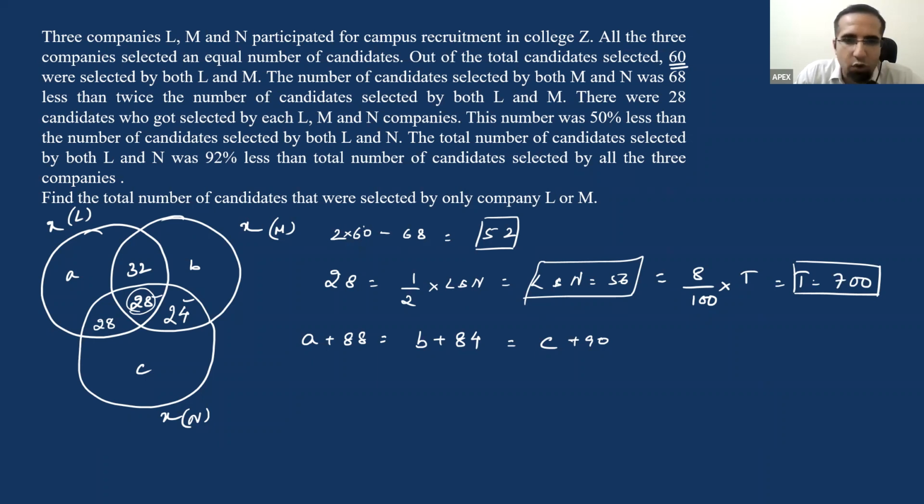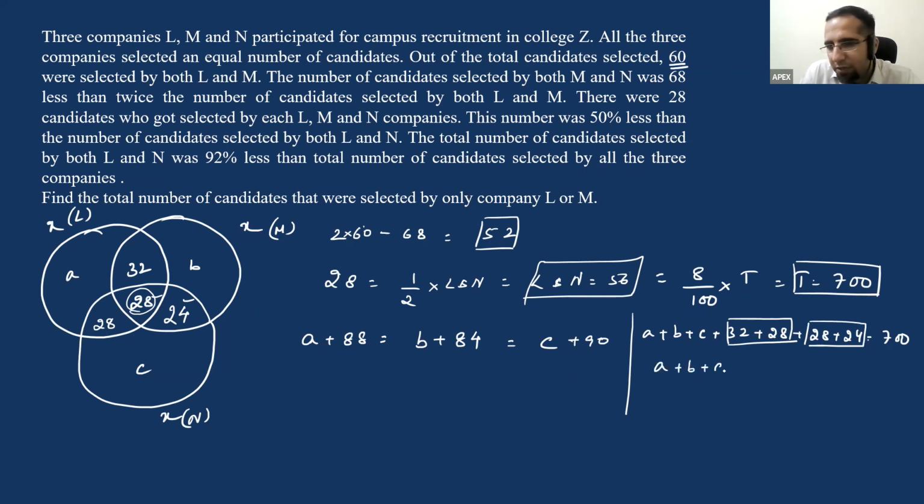Clear, guys? So we can have two understandings here. One is A plus B plus C plus the remaining values. A plus B plus C plus 32 plus 28 plus 28 plus 24 is equal to 700. So 32 plus 28 is equal to 60. Clear? And 28 plus 24 is equal to 52. 60 plus 52 is 112. So we get A plus B plus C is equal to 700 minus 112. This will give you 588.